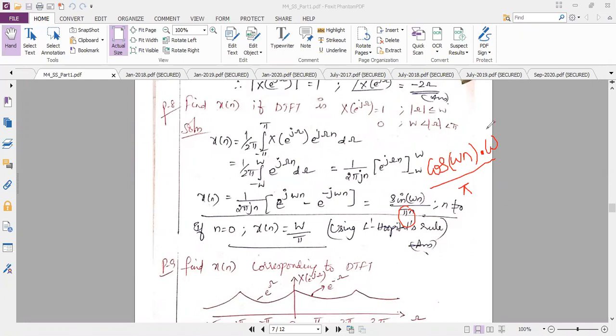Ambika, I think you are trying to tell this. Is it correct? Yes, ma'am. Correct. Now you will be substituting n value as 0, so this cos term becomes 1. Okay, ma, you are very correct. Thank you. So x of n is equal to omega by pi.